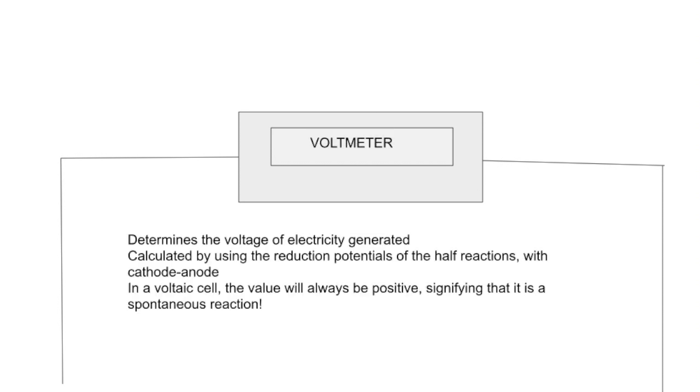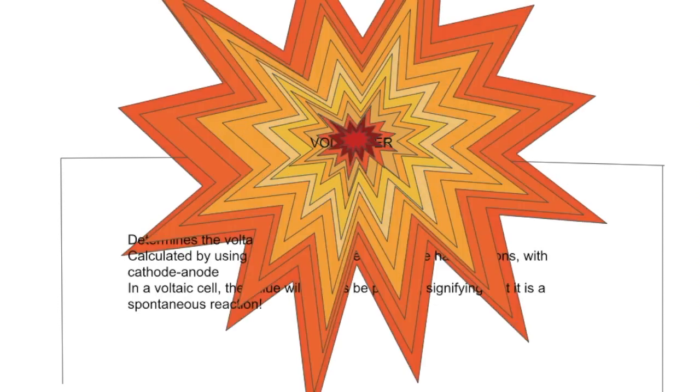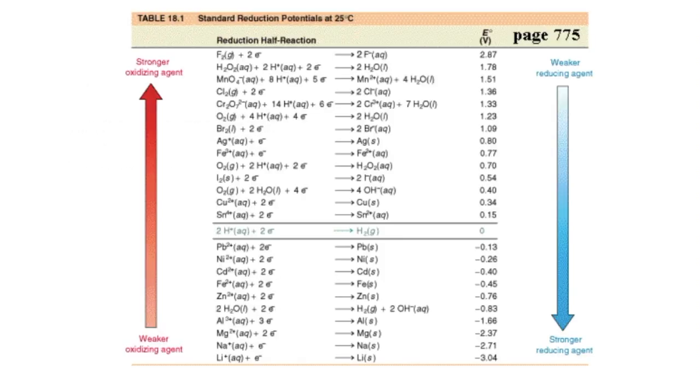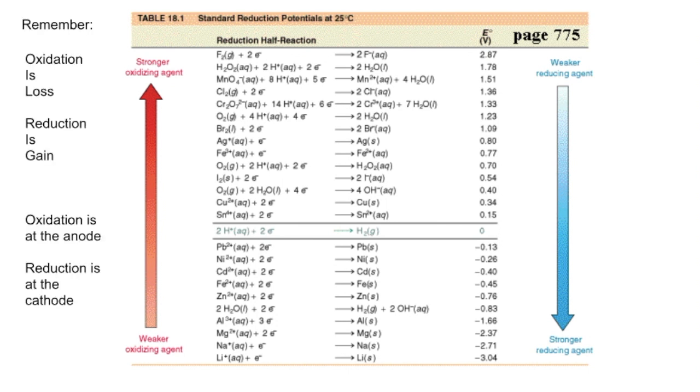A voltmeter measures the electricity generated and is a positive value to signify that it is spontaneous. In order to find the electrochemical cell potential, use the reduction potential of the cathode minus the reduction potential of the anode, which results in a measure in volts. This value will always be positive for a voltaic cell.